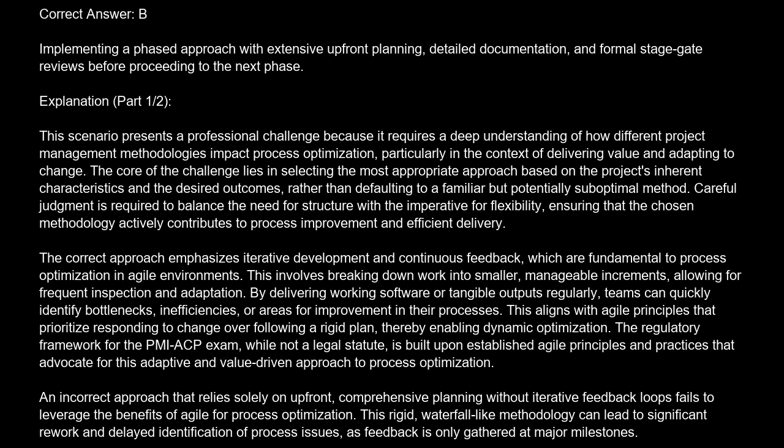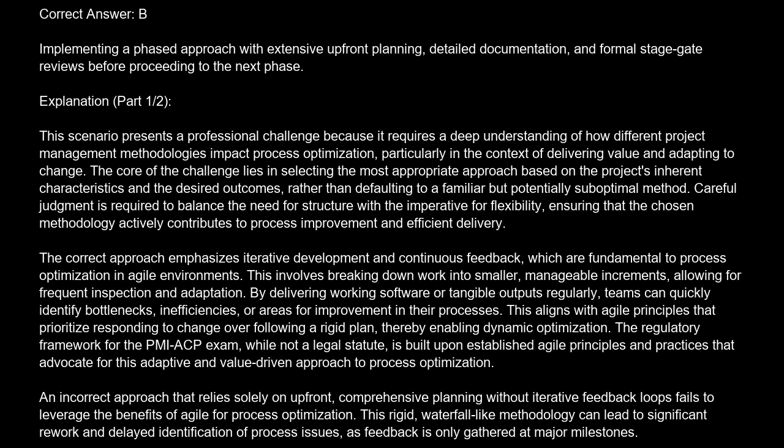Careful judgment is required to balance the need for structure with the imperative for flexibility, ensuring that the chosen methodology actively contributes to process improvement and efficient delivery. The correct approach emphasizes iterative development and continuous feedback, which are fundamental to process optimization in agile environments. This involves breaking down work into smaller, manageable increments, allowing for frequent inspection and adaptation.